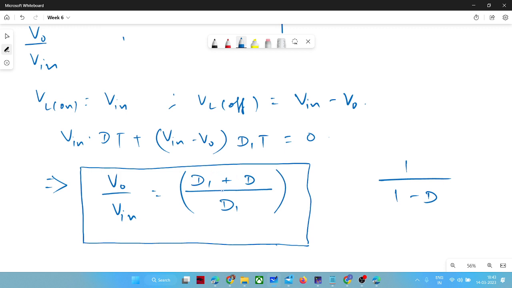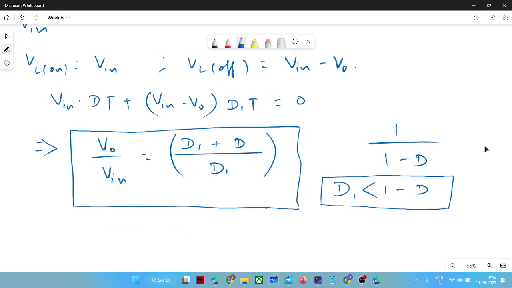Now it is less than 1, and this D1 is again higher than 1 minus D, right? D1 is, sorry, D1 is smaller than 1 minus D. I will bring back the graph and I will justify why I am telling you so. It is also less than this, and D1 plus D is also less than. So both the ratio.